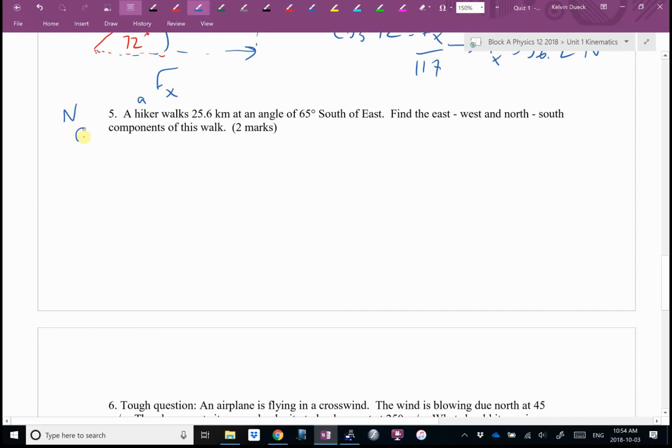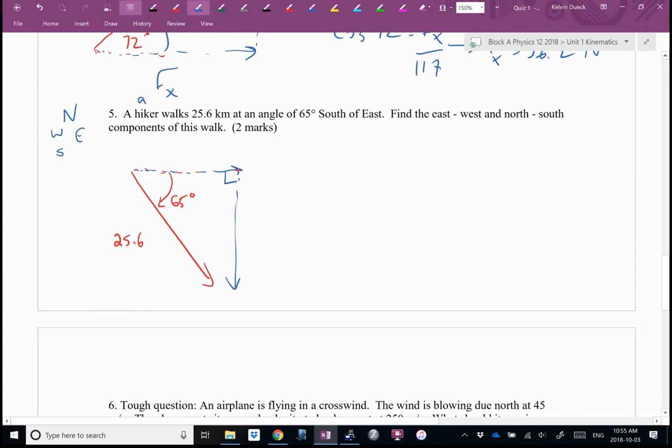I see a compass rose. South of what? So I'm going to go east first. And then I'm going to go south of east. How many degrees? 65 degrees. And it's 25.6 kilometers. Whenever I can, I prefer to do the horizontal first and then the vertical. And especially because that's the angle that they gave me.